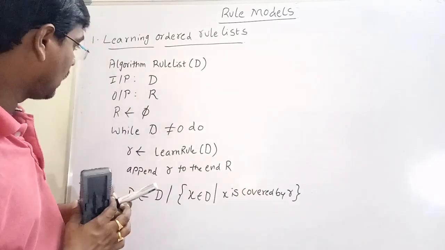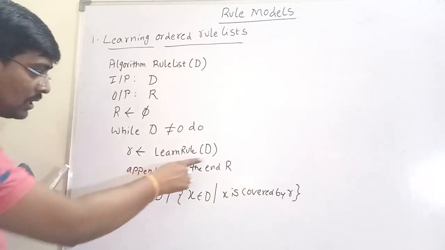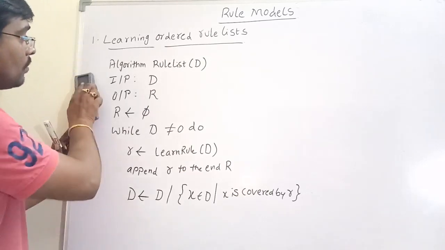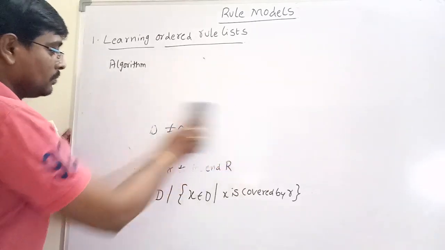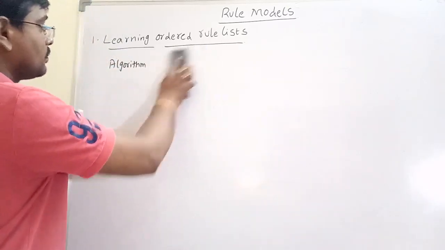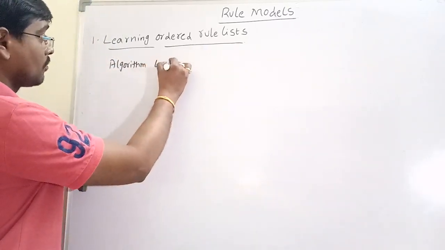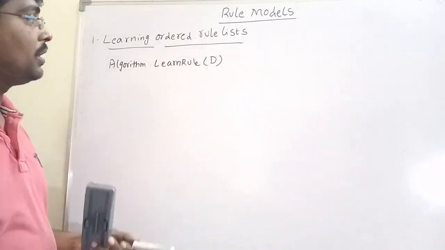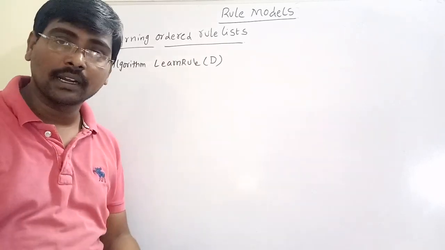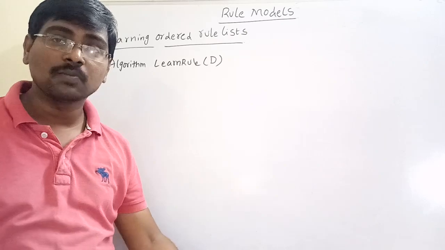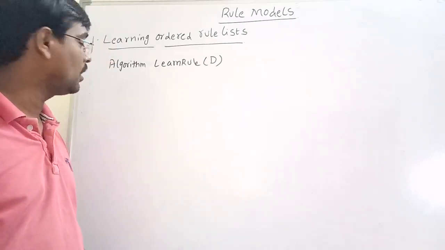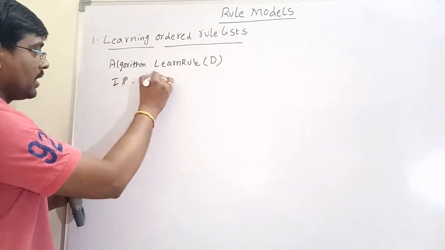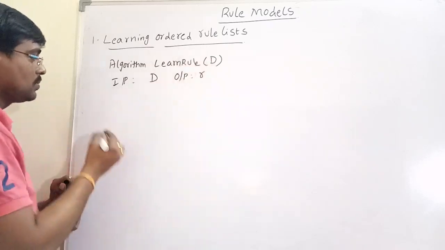Okay, this is clear. Now we will move to the learn rule algorithm. Algorithm learn rule of D. What is the input? Input is a data set, and the output is a rule, small r.